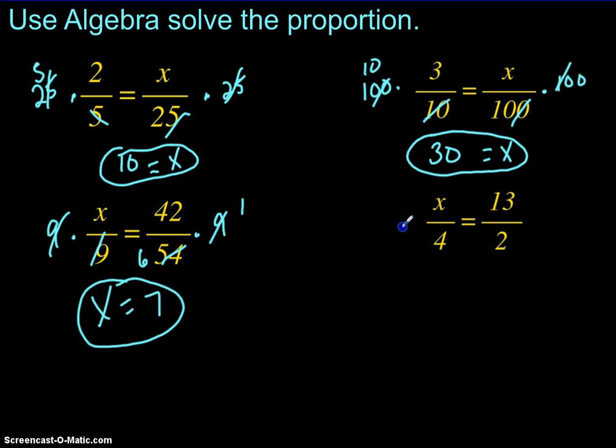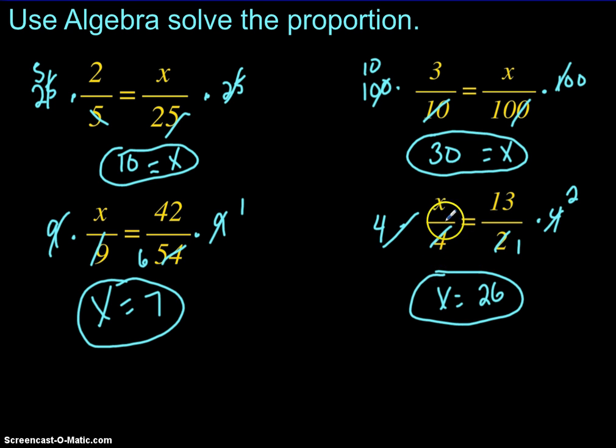Okay, here I want to get rid of the 4. Multiply each side by 4. That goes away. X, where it becomes 1. 2 goes into 4 2 times. 2 times 13 is 26. And that's using algebra. We're just basically getting rid of the denominator when we do this. Pretty simple. Stuff you know how to do.